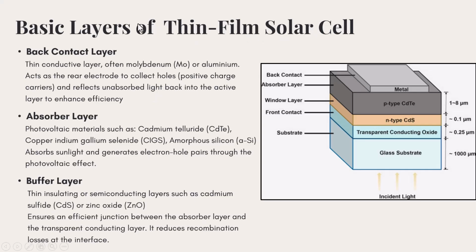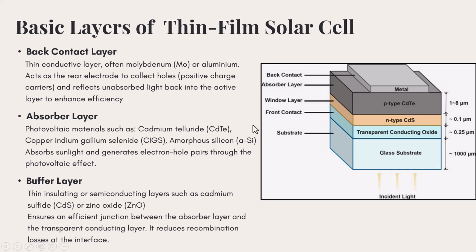What are the basic layers that make up the thin film solar cell? We have the back contact layer, just as we have seen in the previous solar cell, the silicon type of solar cell. This is the back contact layer. It is a metal, and it is used to provide the current or the electrons that have been generated to the external circuit. Typically, aluminium is used to make this type of back contact layer.